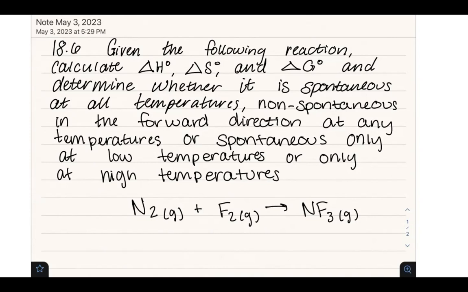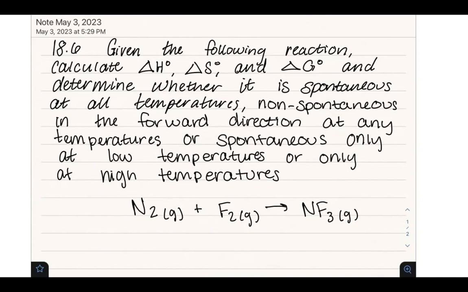So the first thing we want to think about is what we're finding. We're trying to find those delta H, delta S, and delta G values for the reaction using H, S, and G for each of those elements or molecules. And then based on what those values are, we're going to try and find all of those different things it's asking about, when the reaction will be spontaneous.